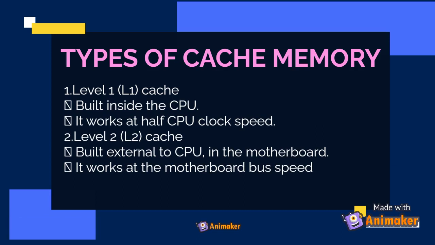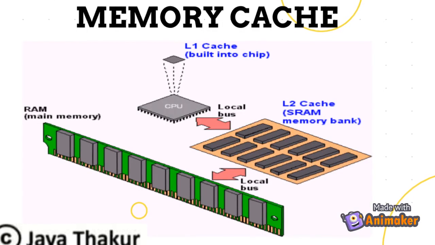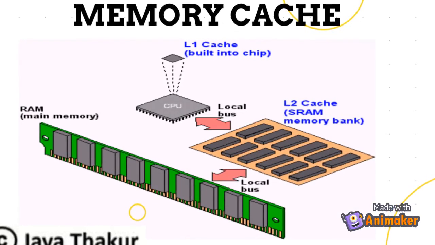Built external to CPU, in the motherboard. It works at the motherboard bus speed. Nowadays both L1 and L2 are integrated in the CPU to reduce access time. In the given image we see the use of L1 and L2 cache.